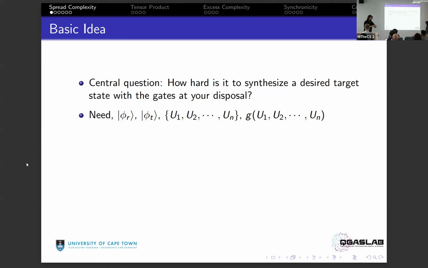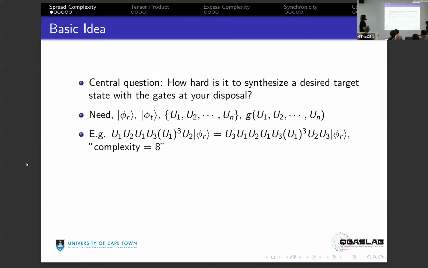So just as a brief background on where spread complexity fits into this basic idea of complexity. The idea is that in complexity, you want to ask how hard it is to synthesize a desired target state with some set of gates at your disposal. So what's in the game is a reference state, typically a simple state, some target state that you want to construct. You have some set of unitary operations at your disposal, and also a metric, a way to quantify, given the sequence of unitaries that you've used, some number that tells me how hard this was to put together.